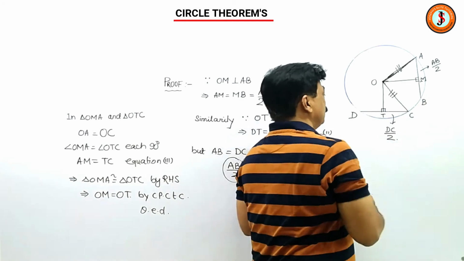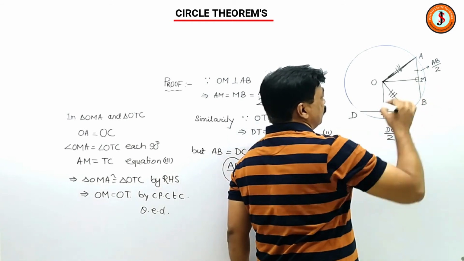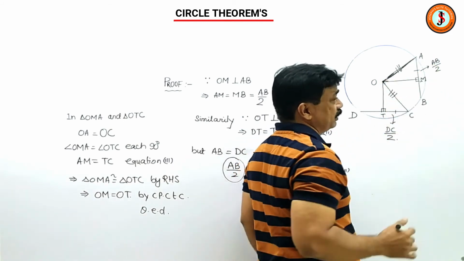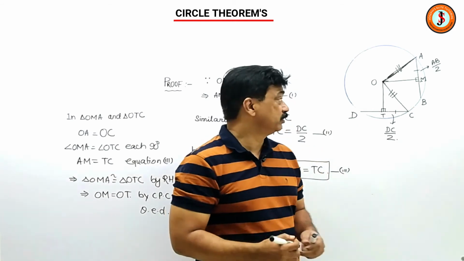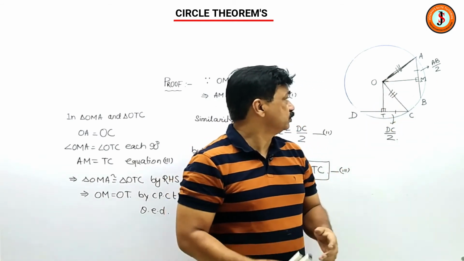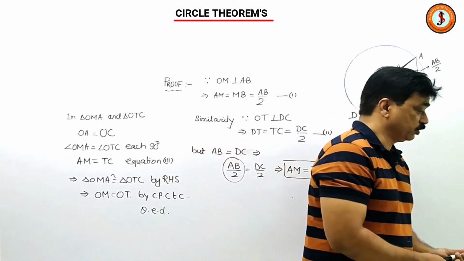These two sides are equal, isn't it? These two sides are equal, now half of equal chords. This is radius equal and this is 90 degrees. So by RHS both the triangles are congruent. So when the triangles are congruent, OM is equal to OT. Now we move to the next theorem.